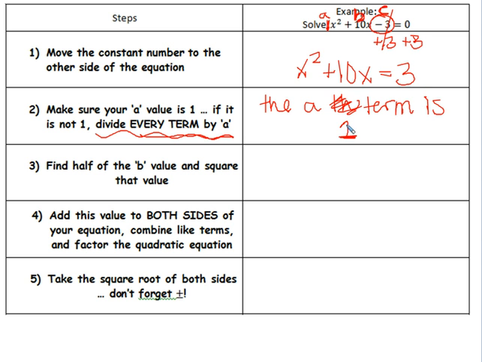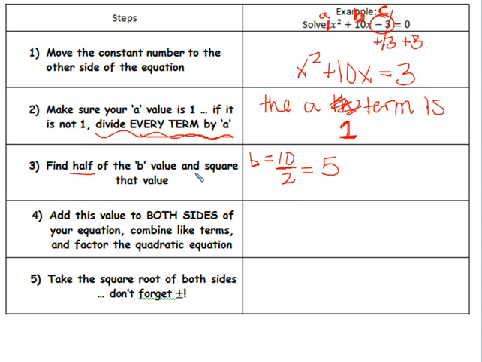We are going to go through an example later in this lesson where it is not 1, so we'll worry about that when we get there. Let's talk about step number 3. Okay, so find half of b. So again, looking at your standard form, our b value is 10, and we want to find half of it. So let's just divide it by 2. Half of 10 is 5.